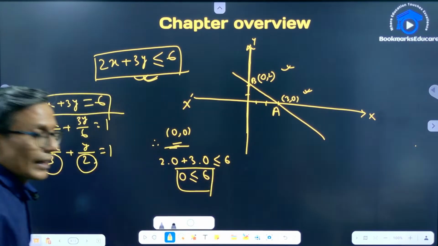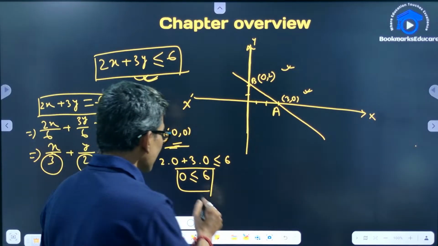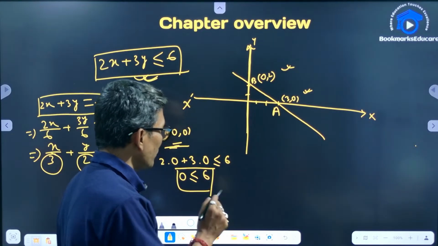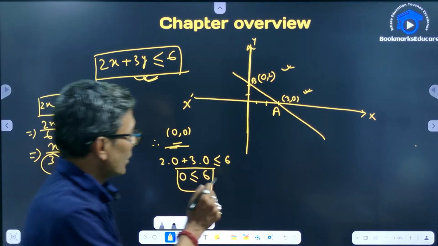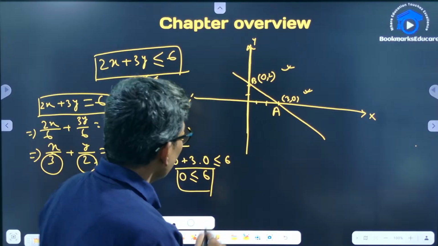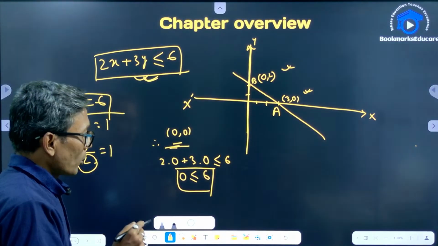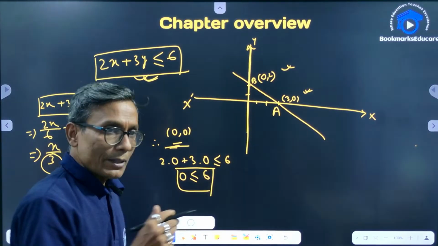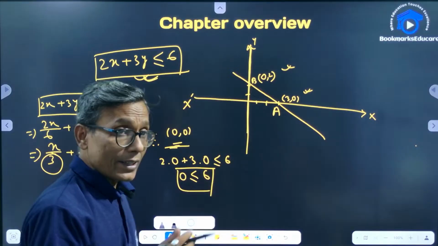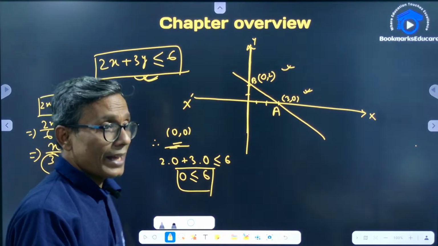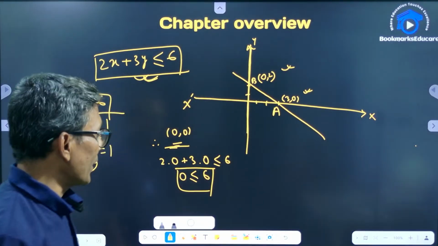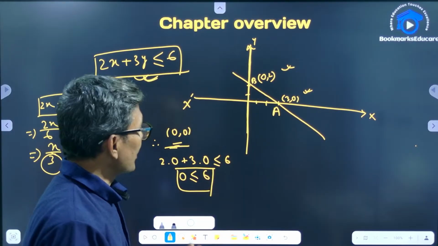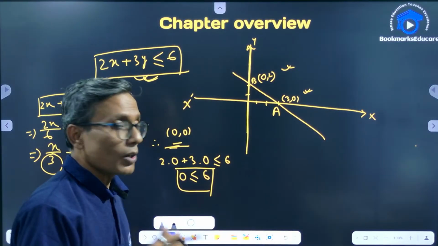This statement is true. So this statement is true, so 0 is the test point of this line. Now all the solution set we will get on the same side of the line as the origin. All the solution set we will be getting on the same side of the line as the origin.